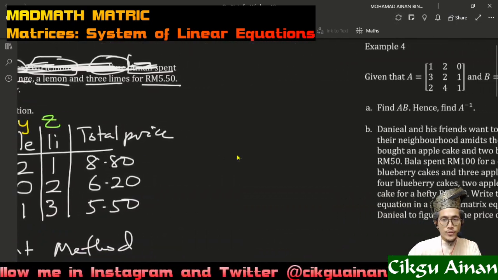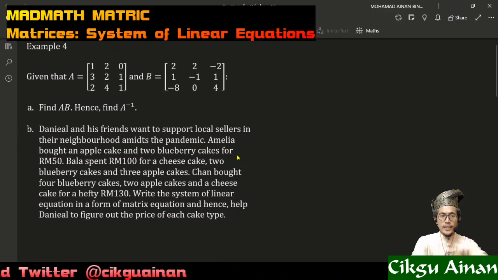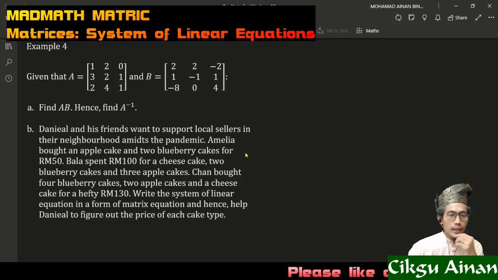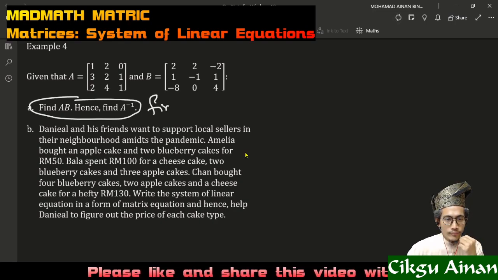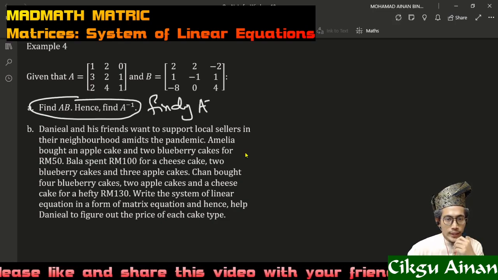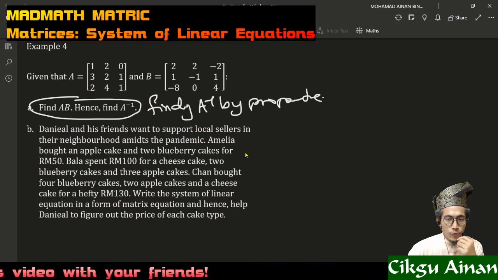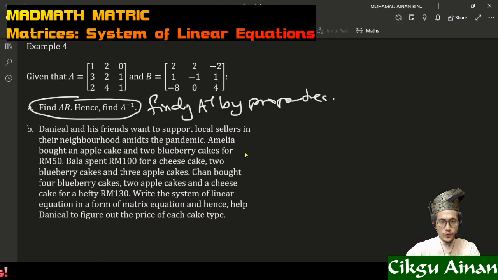Now, let's proceed to the last one. So this is the last one. Example 4. Given A is that matrix, and then B is another. Find AB. This one already we know. What's the question about? This one is finding inverse, A inverse by property. If by property, there is a shortcut to get. So we just follow the question, we multiply A and B.